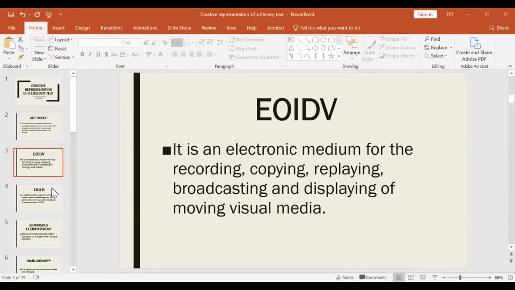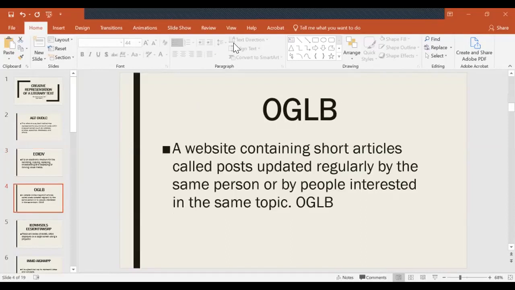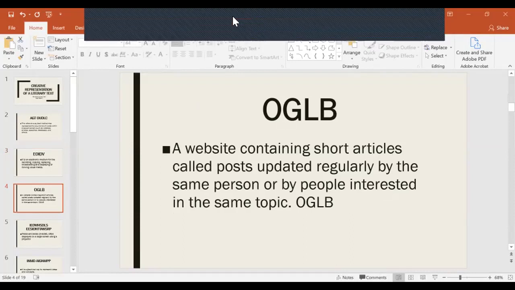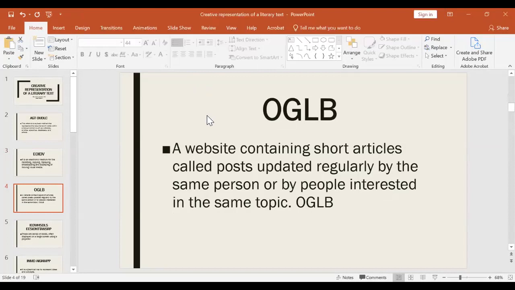How about the third slide? Who will read? You raise your hand if you want to read it. Anyone? Walang nag-raise. Okay, Joshua again. Joshua raised his hand. You read and you answer. A website containing short articles, posts, updated regularly by the same person or by people interested in the same topic. Blog. It is blog. Okay, very good. How about the next slide?